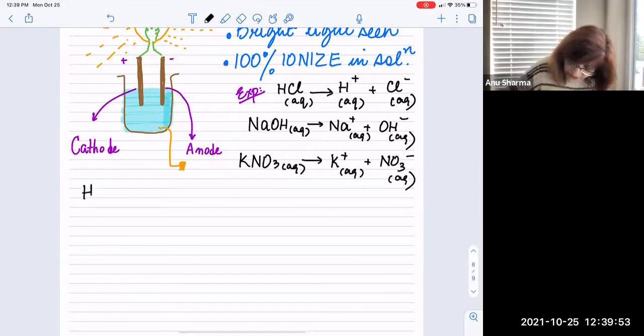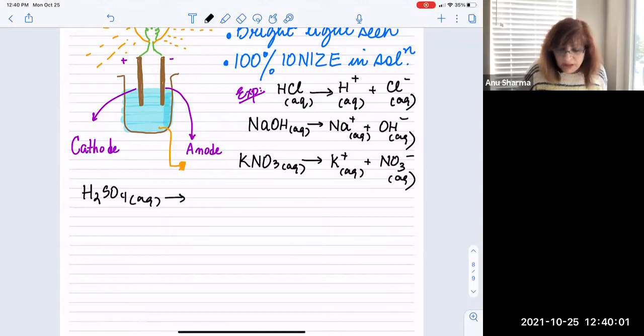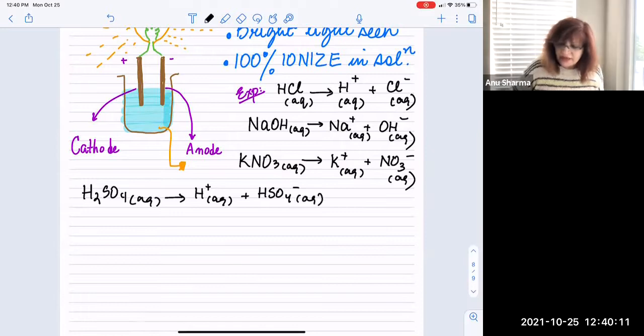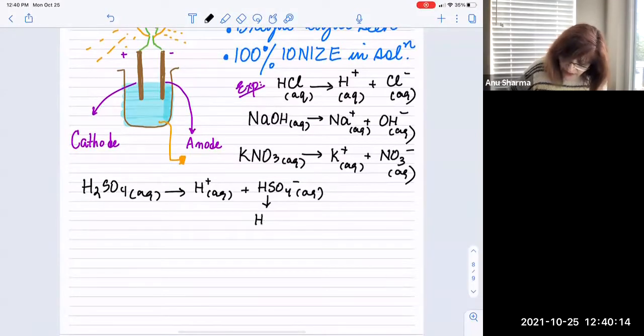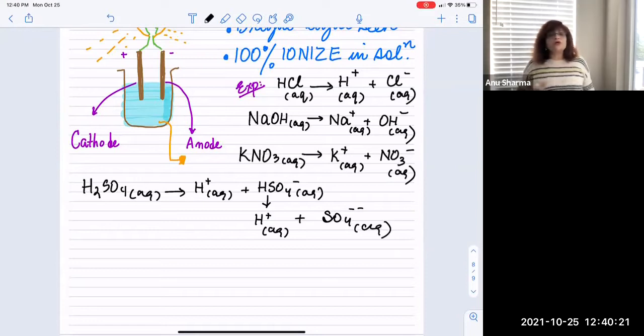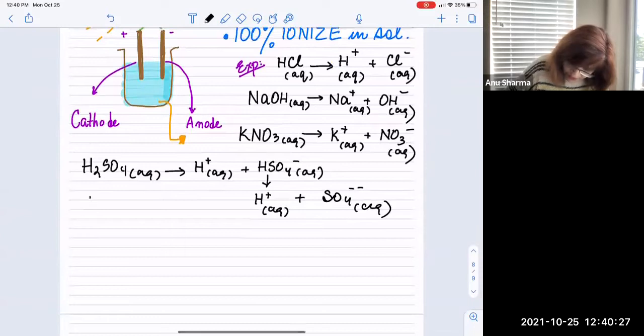And for that matter, even H2SO4, although it goes through a two-step process, the bulb is still going to light up. First it gives you hydrogen ions, aqueous, and HSO4 minus, aqueous. Then HSO4 minus aqueous gives hydrogen ions, aqueous, plus sulfate ions, 2 minus charge, aqueous. So still it's 100% ionization, in two steps.